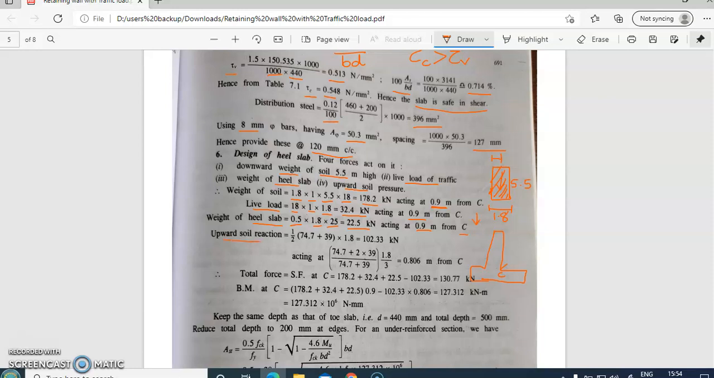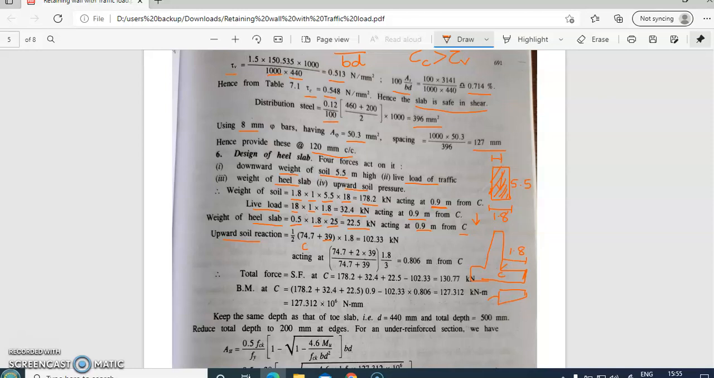Next, upward soil pressure, soil reaction. So it is something like this. Below C it is 74.7, and at the extreme edge here it is 39. So we have taken the average of the two values, pressure intensities of 74.7 and 39, and multiplied it by the width of 1.8.